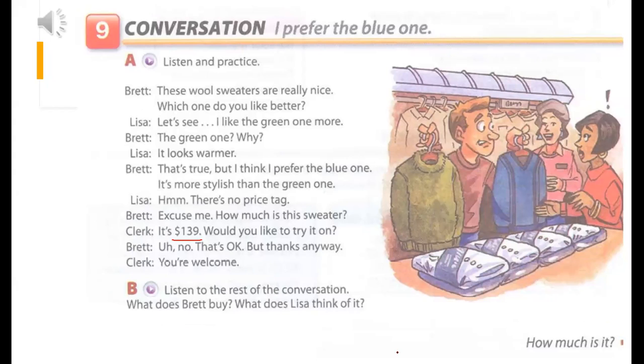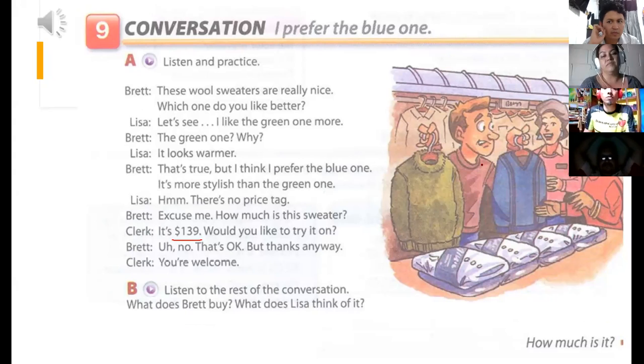Page 19, exercise 9. Part B. Listen to the rest of the conversation. What does Brett buy? What does Lisa think of it? Wow, that sweater is really expensive. I don't want to spend that much money. Oh, look, there are some things on sale over there. Oh, you're right. These shirts are really nice. And they're cheap, too. I like this one. Is it cotton? Let's see. Yes, it is. It looks nice on you. The colors are really cool. Great. I'll take it.